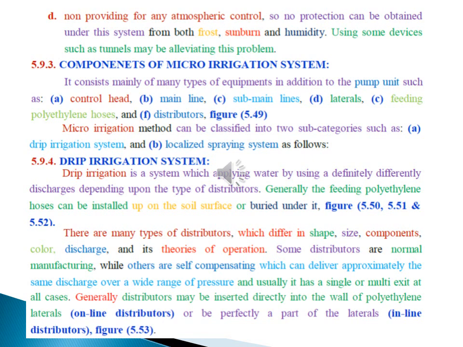Look, my dear, there are many types of distributors which differ in shape, size, components, color, discharge, and series of operation. Some distributors are normal manufacturing, while others are self-compensating, which can deliver approximately the same discharge over a wide range of pressure, as you see in the enclosed figure.